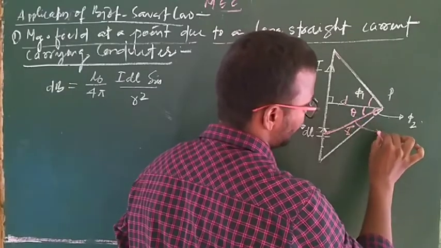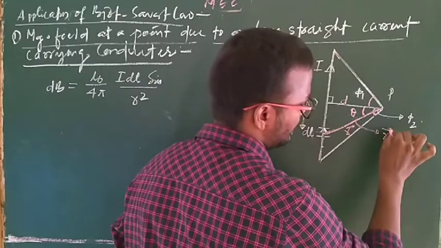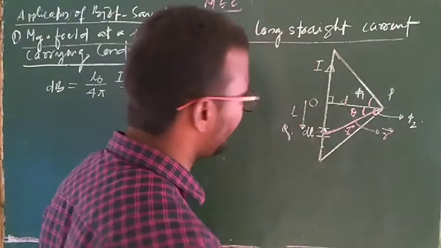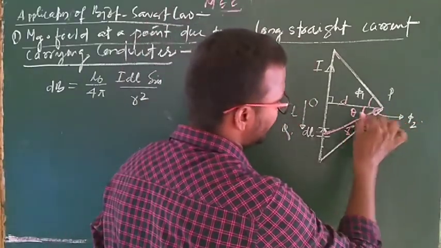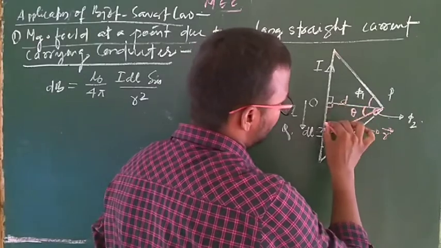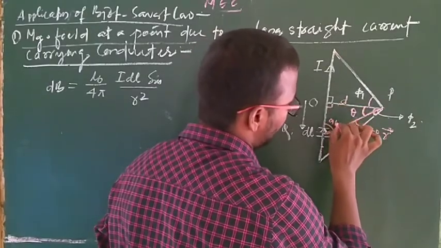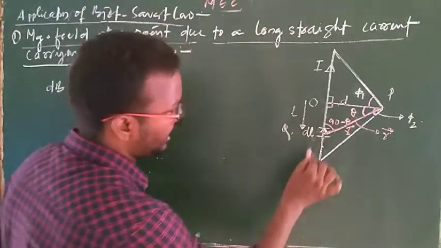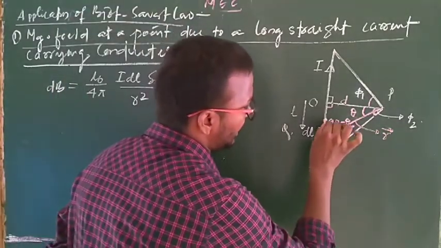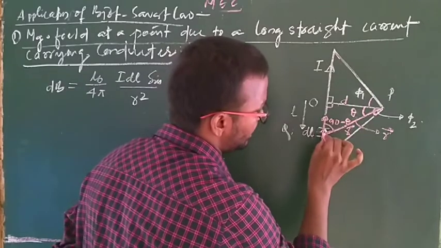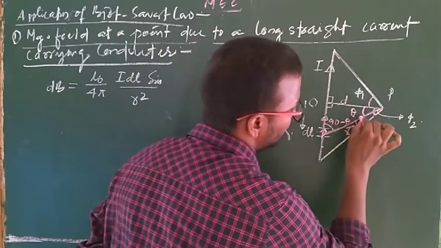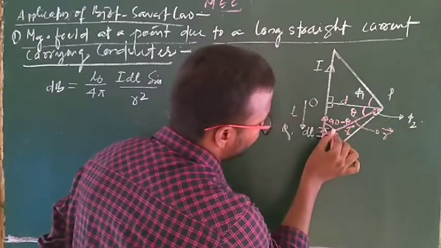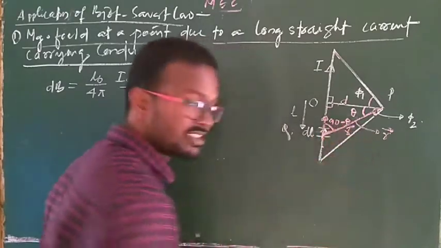That means this vector is the r vector. If this angle is theta, then this angle is 90 degrees, so this angle will be 90 minus theta. That means this is the angle between the dl element, the length element, and this position vector or r vector, which makes an angle 90 minus theta.